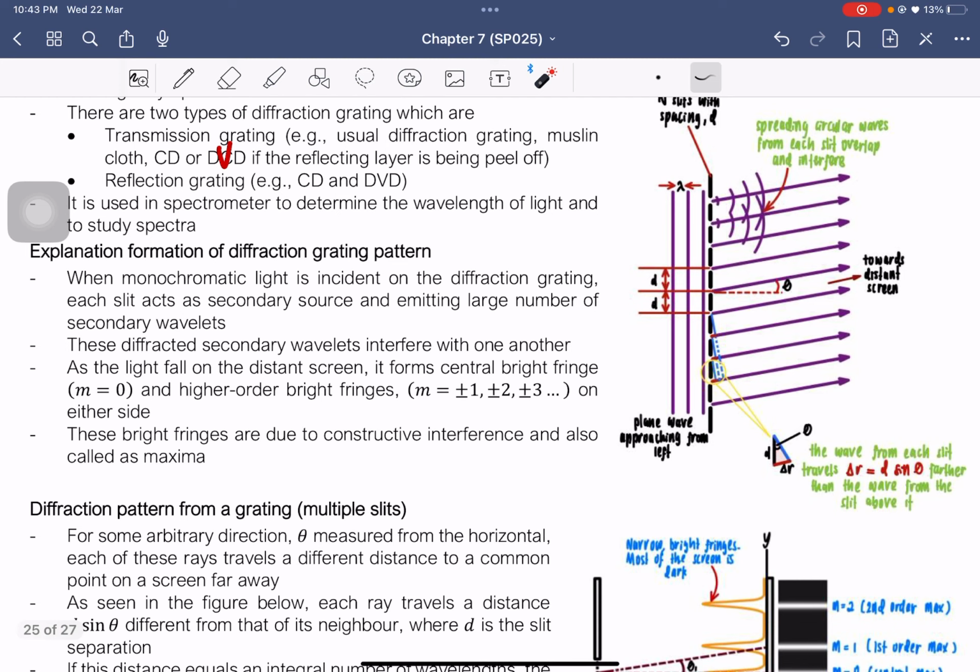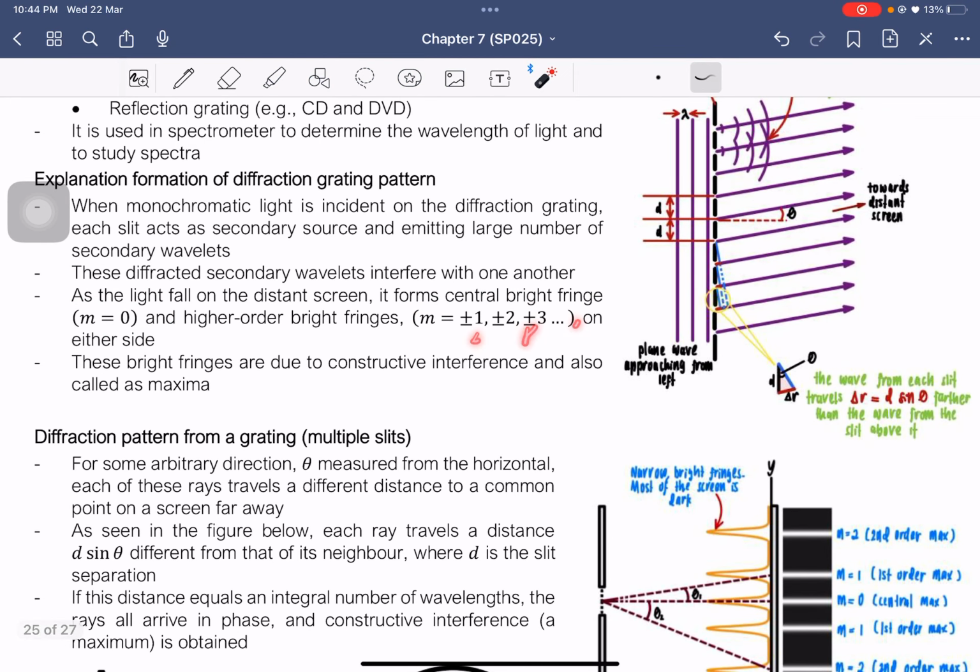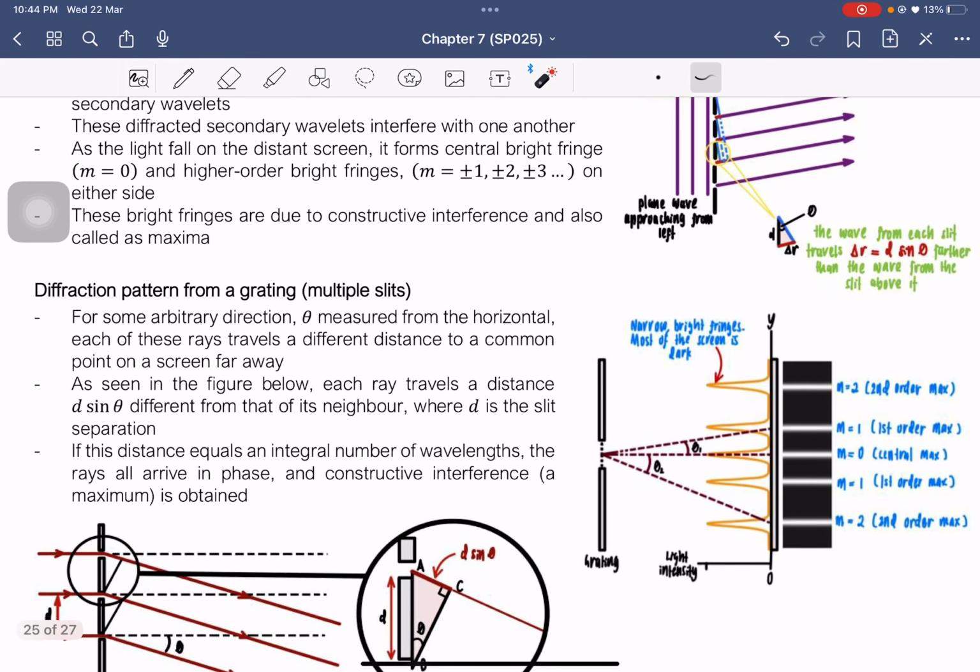Okay, so the formation of diffraction grating pattern. When a monochromatic light is incident on the diffraction grating, which is this one shown here, each slit acts as a secondary source. So this is a source which emits a large number of secondary wavelets. These diffracted secondary wavelets then interfere with one another. As the light falls on the distant screen, it forms central bright fringe. So m is going to be equal to 0 for central bright fringe, and higher order bright fringes start at 1, 2, 3. These bright fringes are due to constructive interference, also known as maxima.